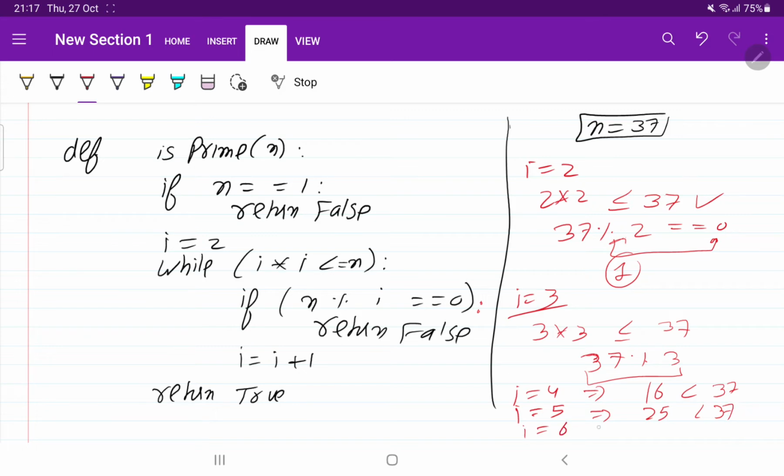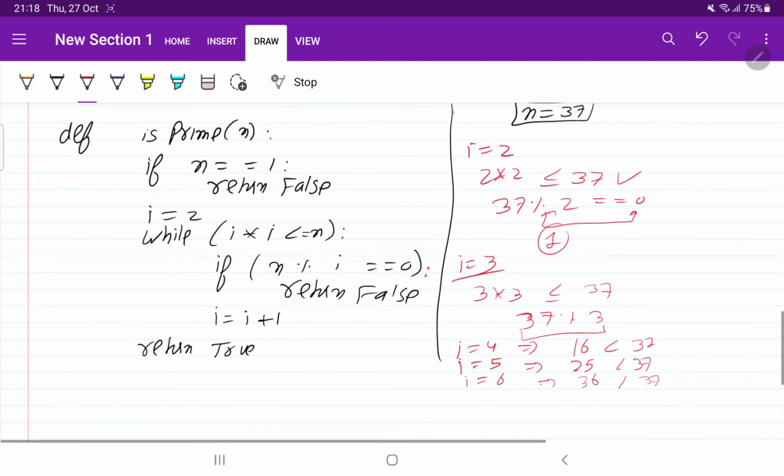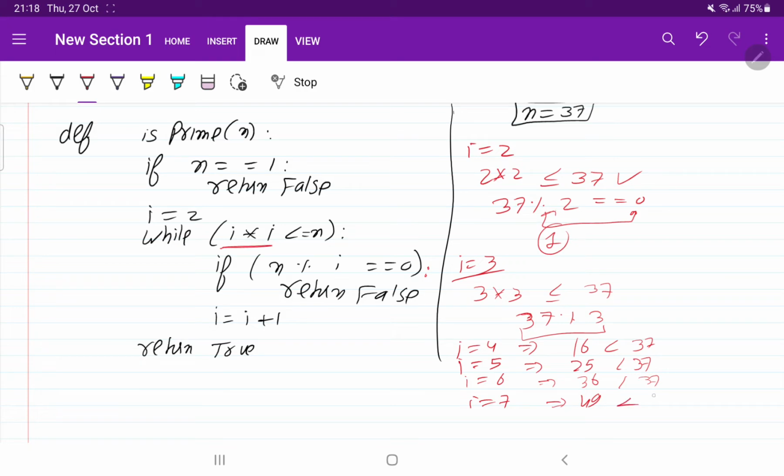Okay, then i equals 6, then we will check for 6 into 6, 36. 36 is still less than 37, and if you find the remainder, you are going to get value as 1. Then i will become 7. So 7 into 7, 49. So 49 is not less than 37. It means we are not going to enter this while loop, and we will come out of the while loop and we will return true.